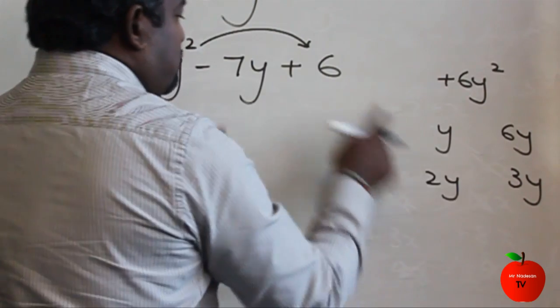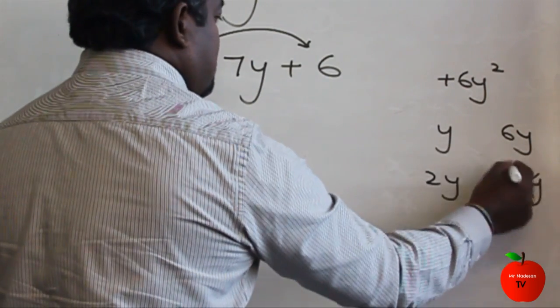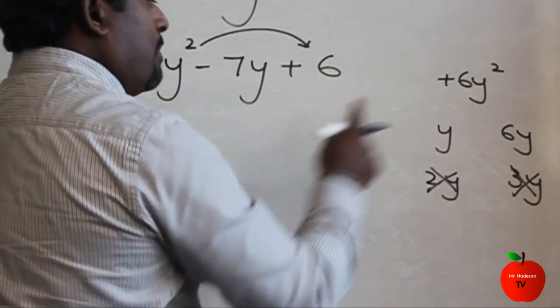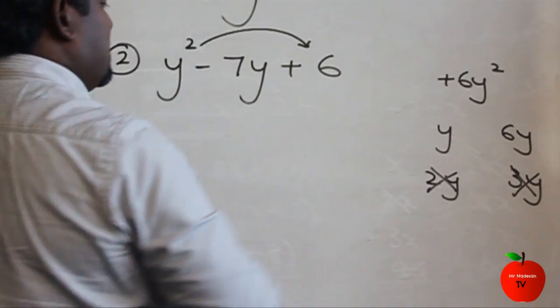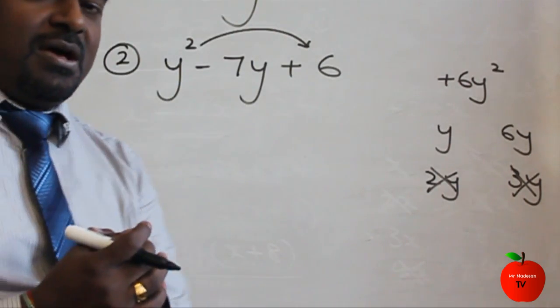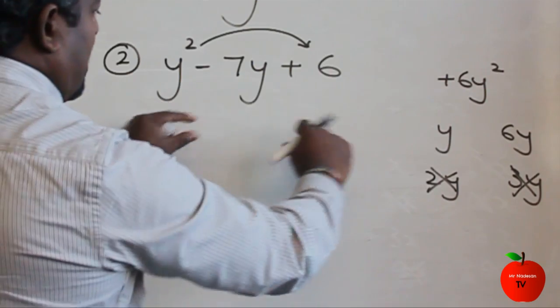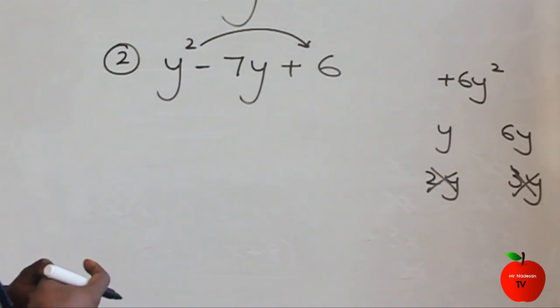But what two factors can make 7? 2 plus 3 you can't make it, so we don't want this one. But y and 6y you can make 7. So the first method is done; we put it here and get the factorising.